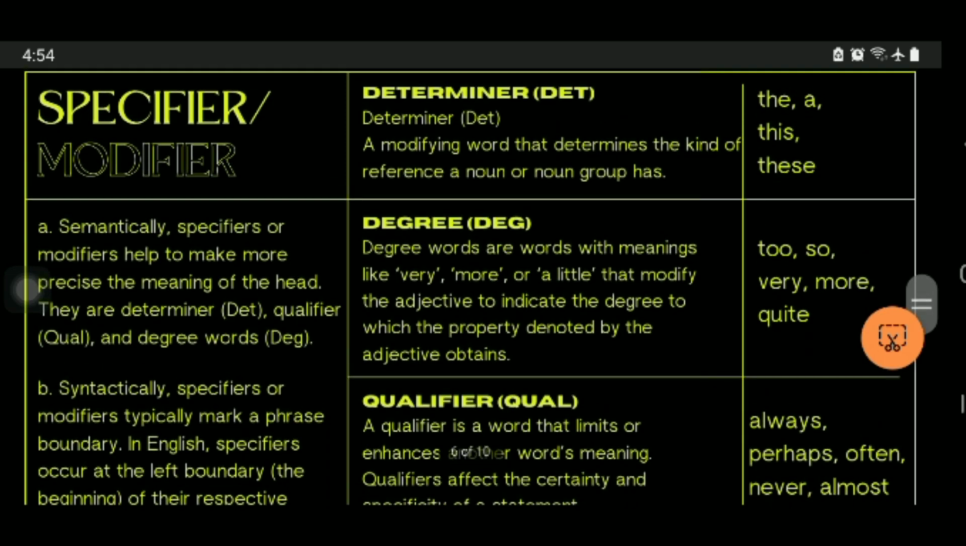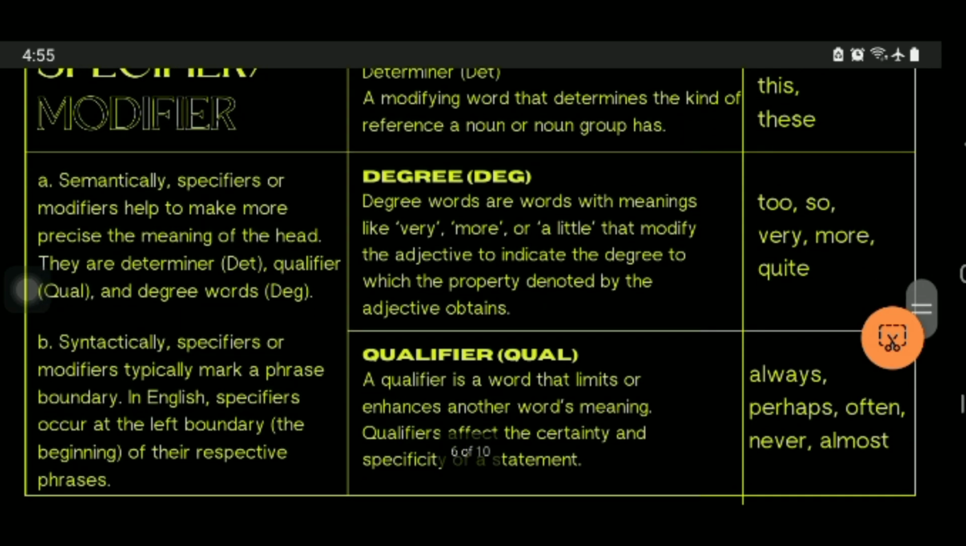Determiner: a modifying word that determines the kind of reference a noun or a noun group has. Degree words are words with meanings like very, more, or a little that modify the adjective to indicate the degree to which the property denoted by the adjective obtains. Qualifier: a qualifier is a word that limits or enhances another word's meaning. Qualifiers affect the certainty and specificity of a statement.